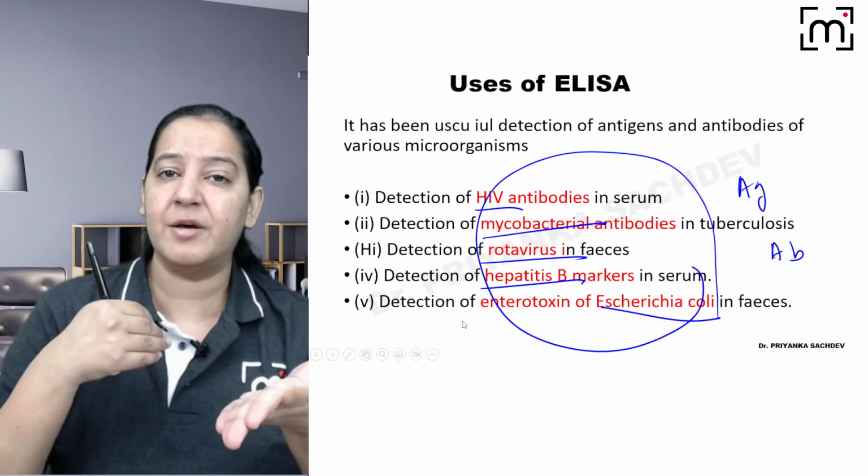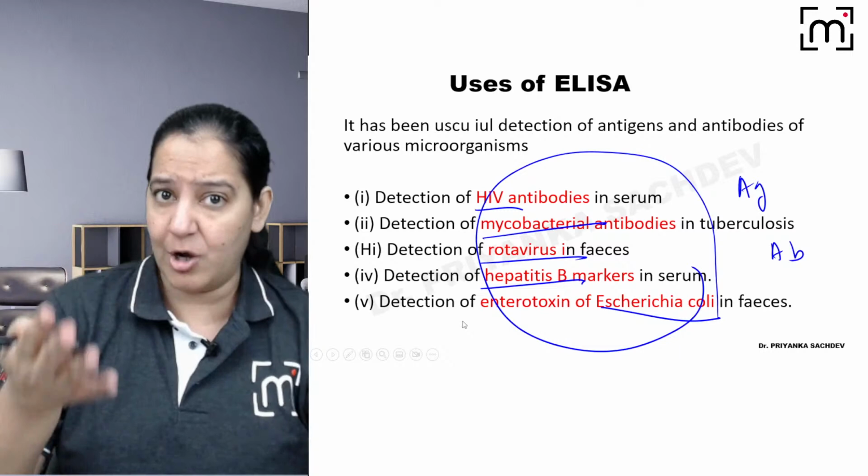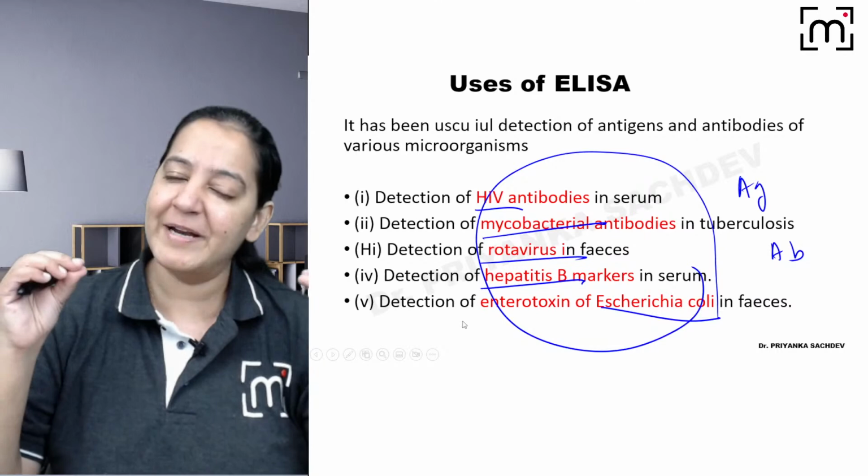You should be able to interpret it, na? Is it positive or is it negative? Which type of ELISA is it? Is it antigen detection or antibody detection? Is it semi-quantitative? What is the load? What is the antigen? What is the antibody? You should be able to interpret it. You got my point? So it's very important to understand ELISA, right?